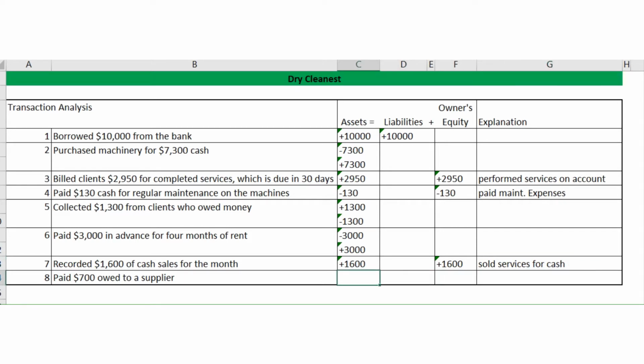Lastly, we paid $700 owed to a supplier. We are using cash, so our assets go down. And if we owed the supplier, that means it was on our balance sheet as an accounts payable. Therefore, we will owe him less, therefore we will reduce our liability.